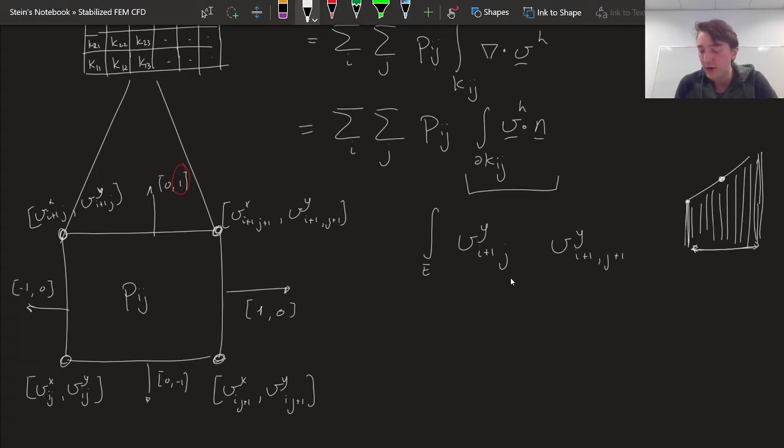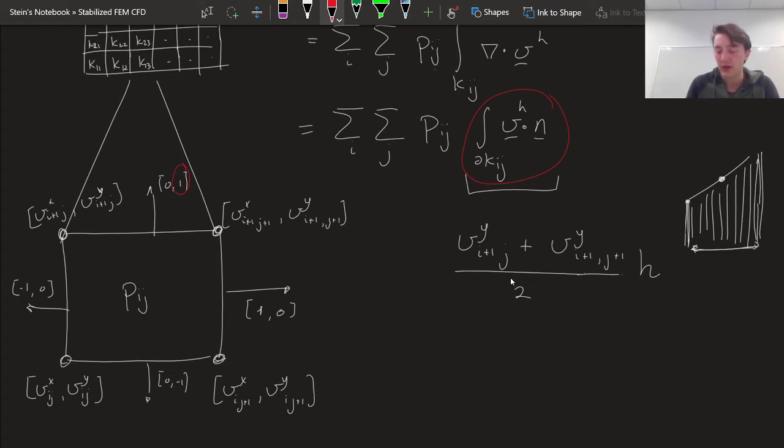So half of two linear functions is simply going to be the sum of these two values divided by 2, and then integrated over the domain gives me simply multiplication with the edge size. For the edge size, I'll use the element width h. And so the integration of this expression on the top boundary gives me this.